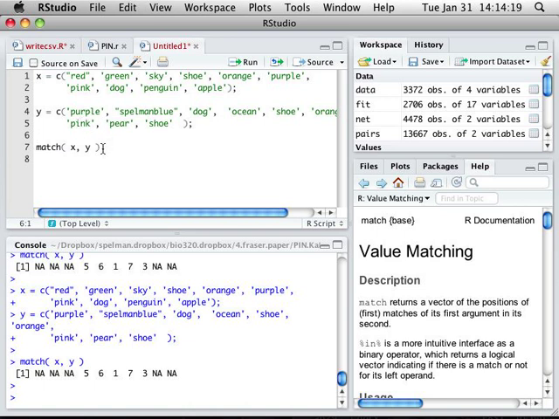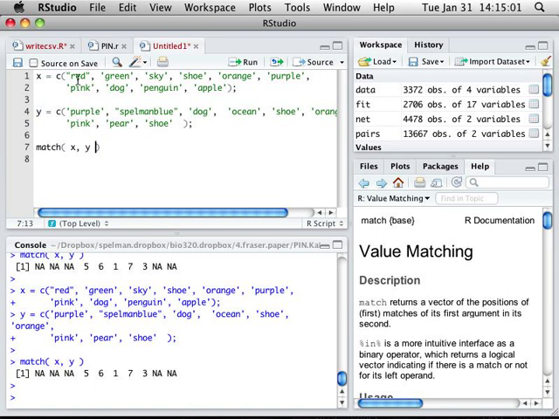This can be done by the function match. The match function, as its description says, returns a vector of the position of the first match of its first argument in its second. And this is actually a precise definition of what it does. So its first argument in my example here is x, and the second argument is y. It basically says, I want to find the position of this word of x in y.